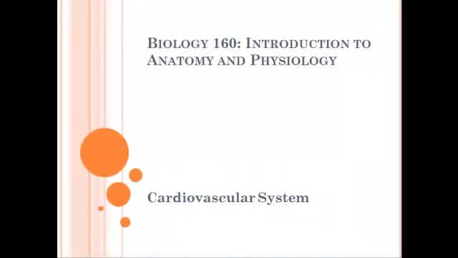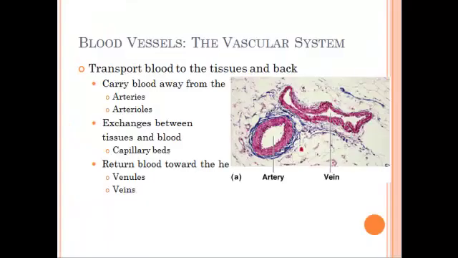This is Biology 160, Introduction to Anatomy and Physiology, on the cardiovascular system. Let's take a look at the blood vessels now. So we've seen the heart, we've seen the physiology and the anatomy of the heart. Now let's look at the rest of the circulatory system, the parts of the system that actually take the blood, nutrients, and oxygen to all the parts of the body.